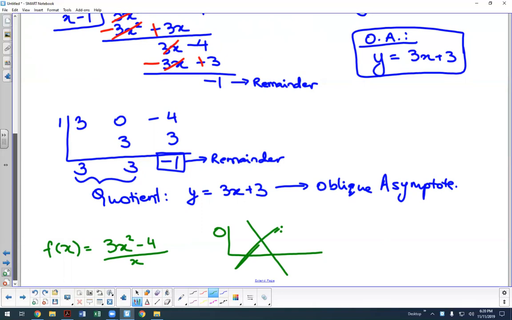Okay, so we found our vertical asymptote, we found our oblique asymptote.